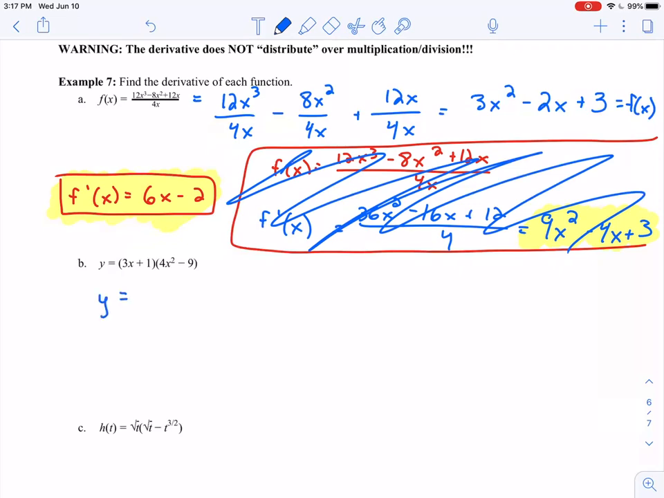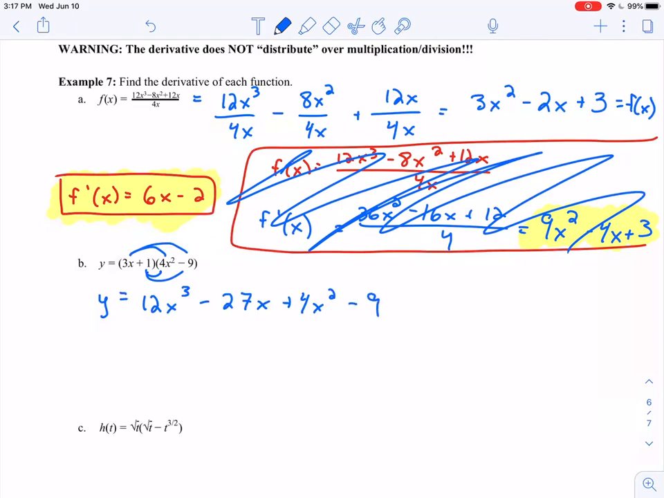Before I actually go to take the derivative, I'm just going to go ahead and FOIL this out. So 3x times 4x squared, I'll have 12x to the third power. 3x times 9, minus 27x. 1 times 4x squared, I'll have plus 4x squared minus 9.